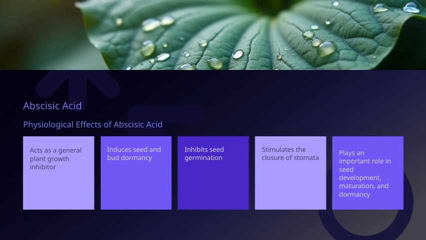So, overall, abscisic acid is a key hormonal player that helps regulate development, stress responses, and survival, tying into the bigger picture of how plants adapt and thrive in their environments.